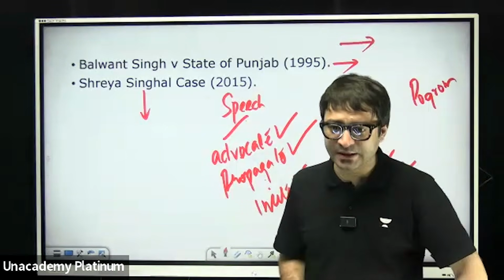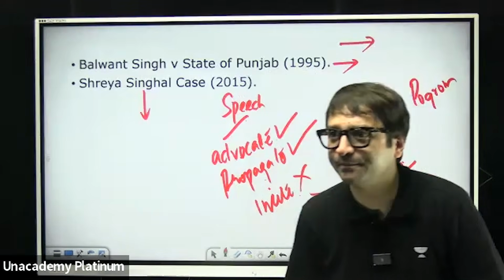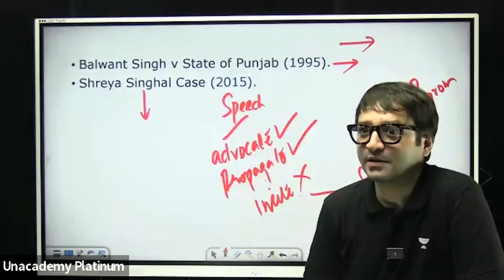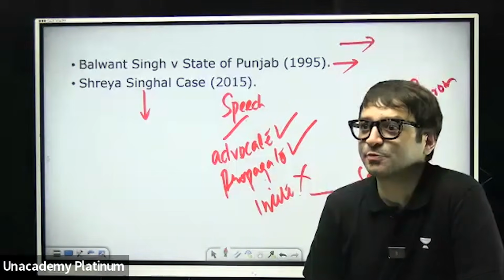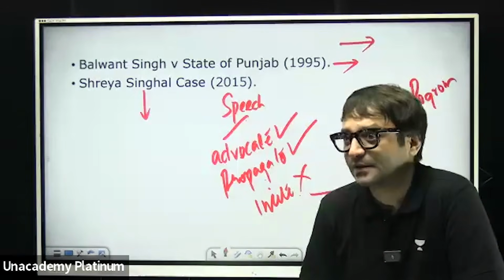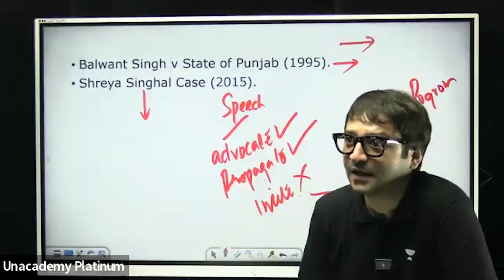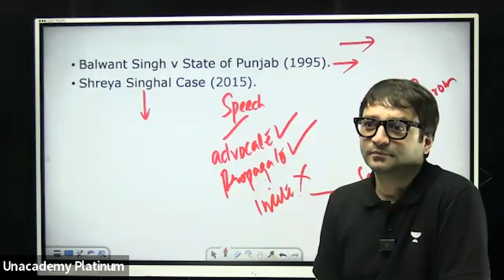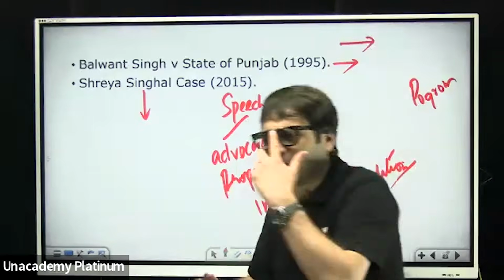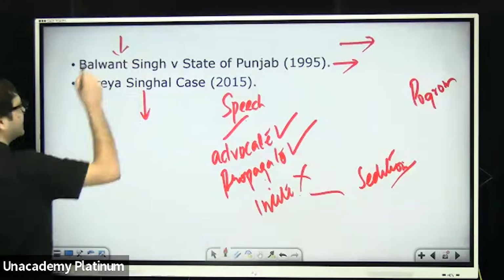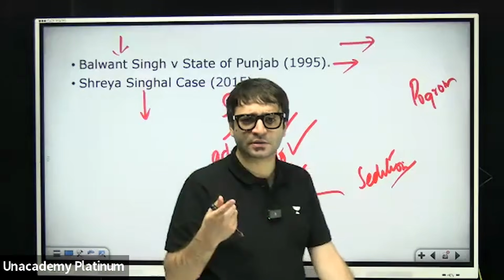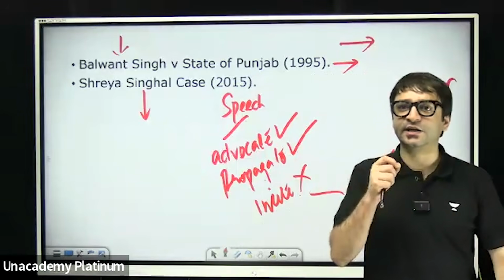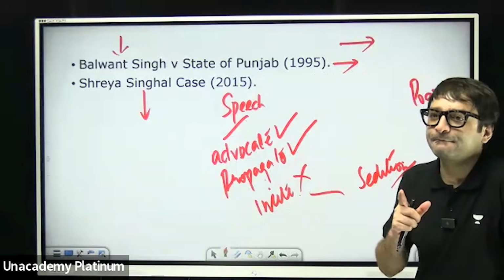Then slogans were raised in Jawaharlal Nehru University, JNU in Delhi. Kashmir ki azadi tak jang rahegi. Bharat ki barbadi tak jang rahegi. Till Kashmir is liberated, we will fight. Till India is destroyed, we will fight. And Kanhaiya Kumar and others were arrested for sedition. Some people said, how is this sedition? Because in the Balwant Singh case, the Supreme Court has clearly said, slogans, no matter how unpalatable they are, unless they are inciting people to violence, it is not sedition.